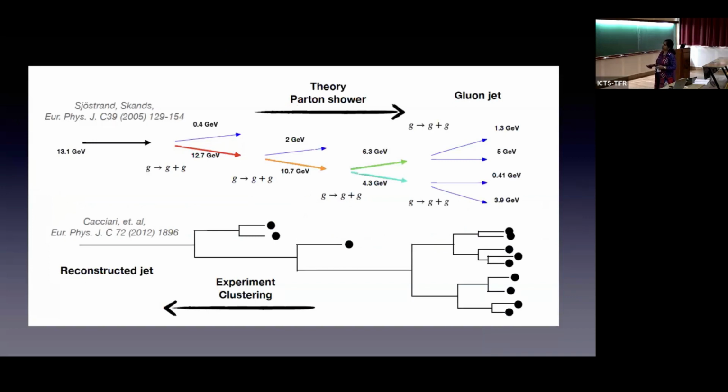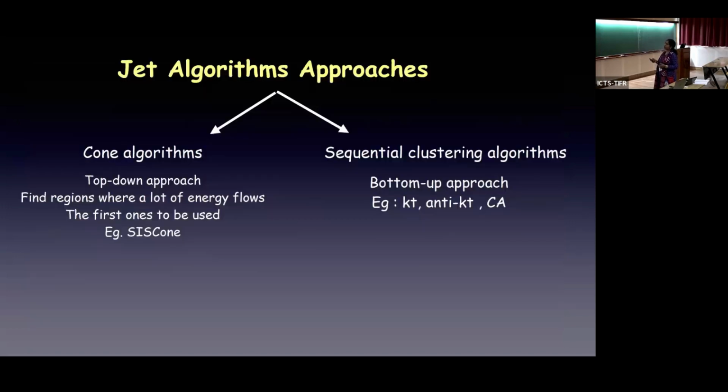This is the parton shower, let's say a gluonic shower, and then the branching happens, while the energies are still high enough for further branching. What these algorithms do is, in experiments you observe particles, here hadrons, and then you sequentially combine or cluster these particles to arrive at a jet. So it's the bottom-up approach.